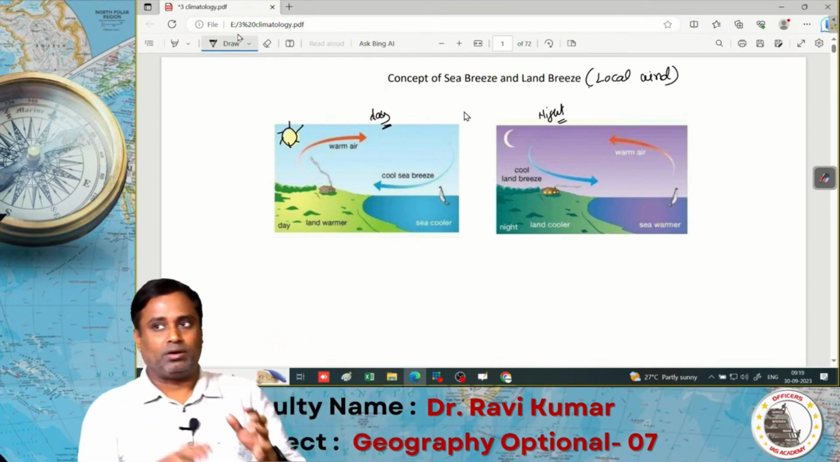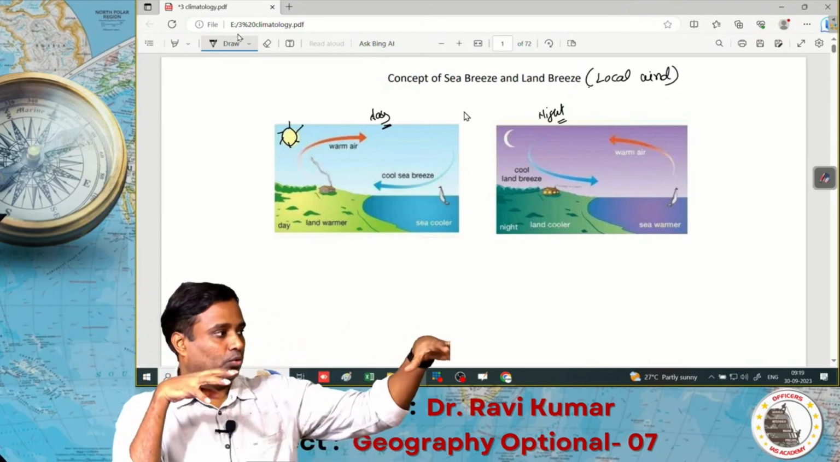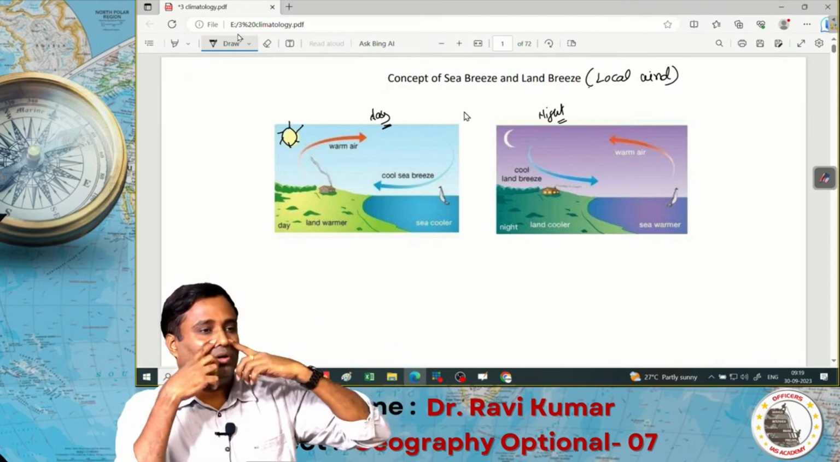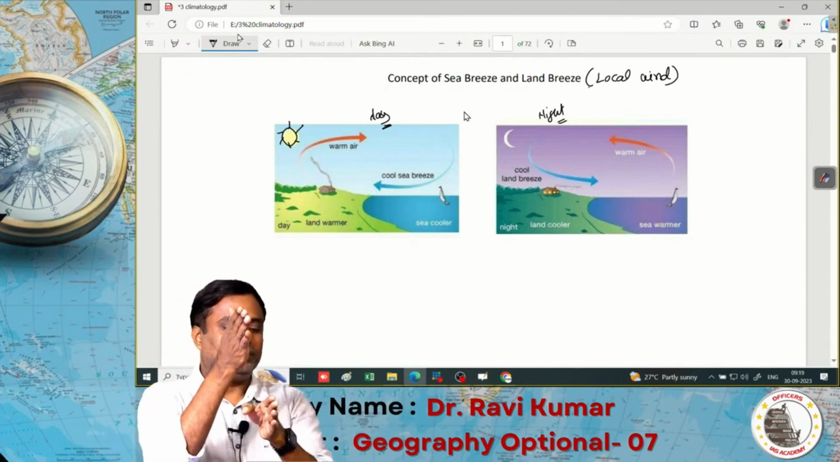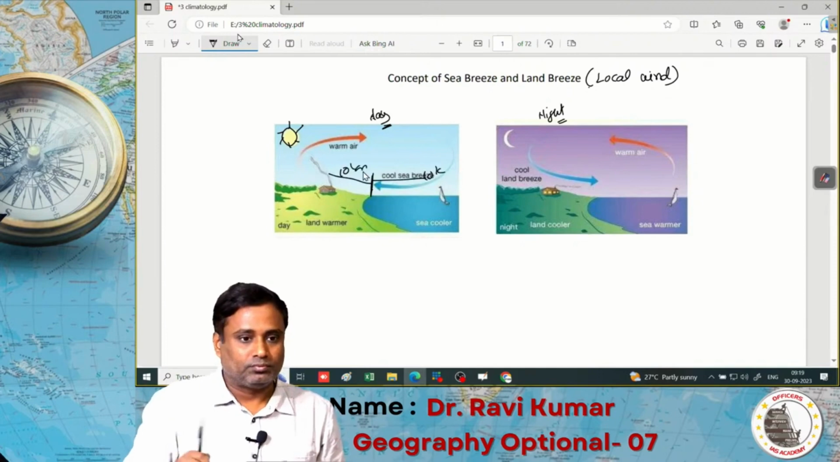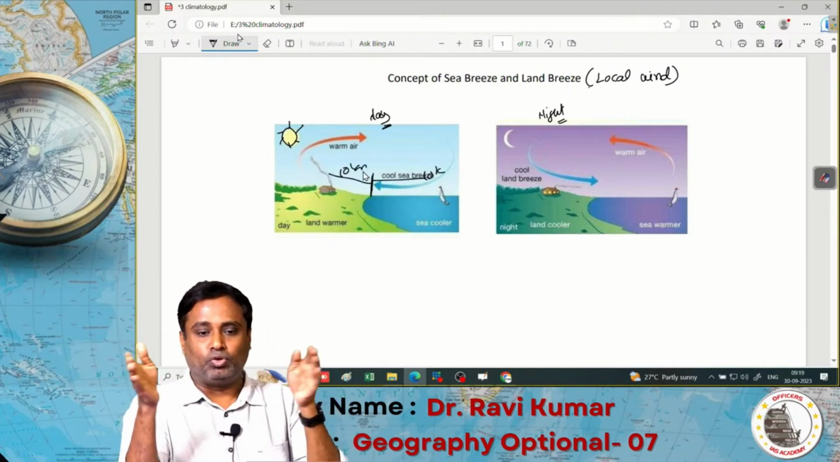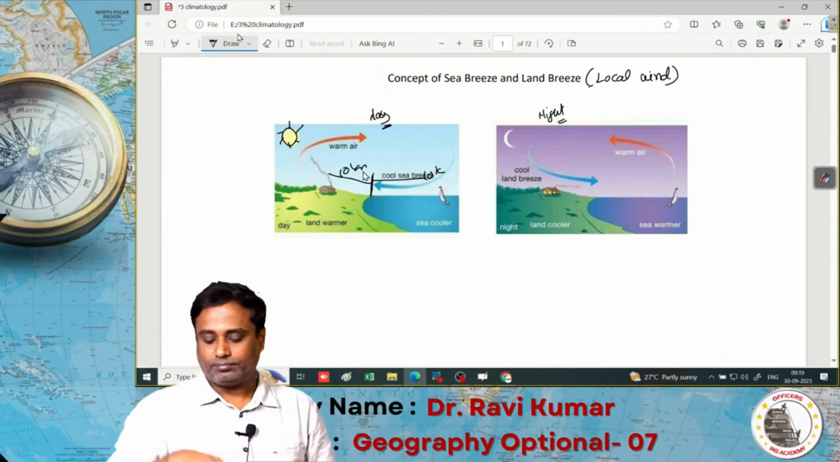Okay, I'll give you the story. Daytime, sun rises up. Once the sun rises, sunlight falls on the coast and the ocean water. I am talking about only a very narrow region, around 10 kilometers. So this is the beach. Here we take 10 kilometers, and here we take 10 kilometers. Only a very narrow stretch of water and land, exactly both sides of the coast.